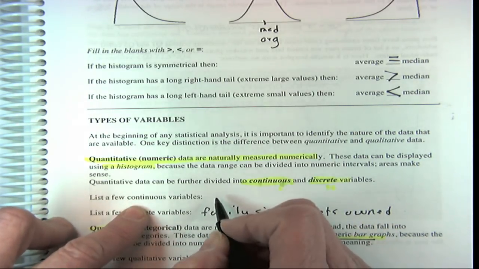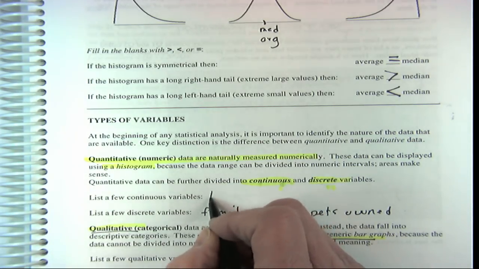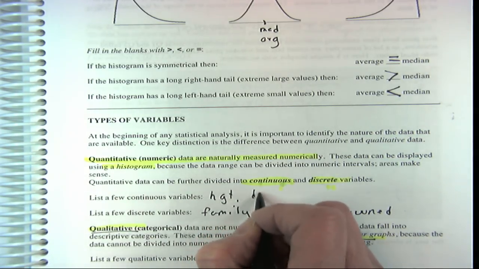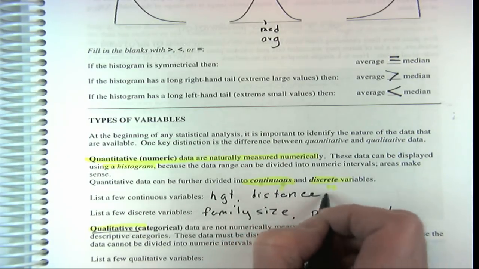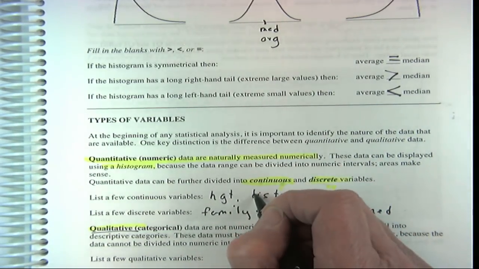A continuous variable, like height or distance, could theoretically be measured into smaller and smaller intervals. But the way that I ask the questions, I just want you to give it to the nearest inch. Okay, but that's the idea.